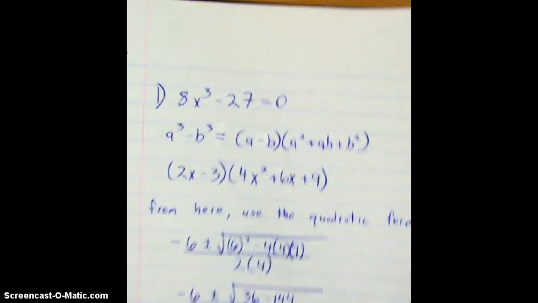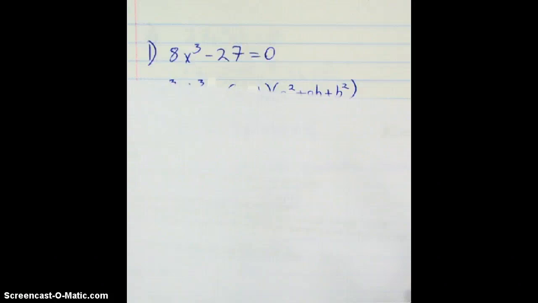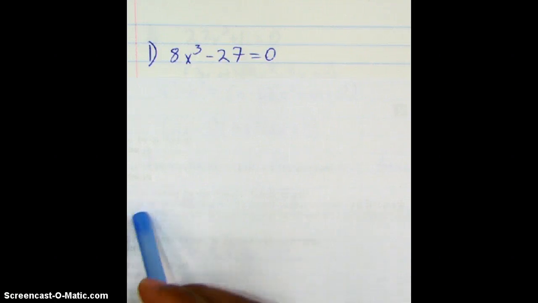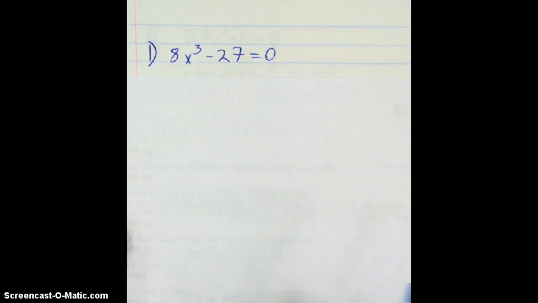First problem. Here is your problem. It is 8x cubed minus 27 equals 0. First, we have to recognize that this is a difference of cubes. So this is a difference of cubes problem. And the cube root of 8 is 2, and the cube root of 27 is 3. You need to know that in order to do this problem.